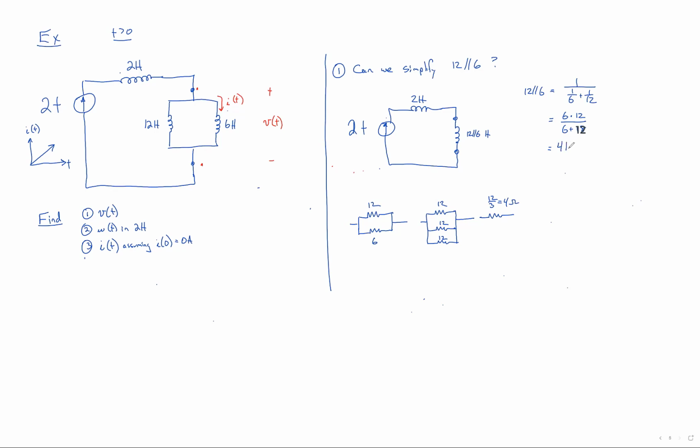In our case, it's 4 henries. So now we can rewrite this. We've got our 2t current source, 2 henries up here. We've got 4 henries over here. And we want to find what this voltage is. That's our first step. So what rule will you use for it?